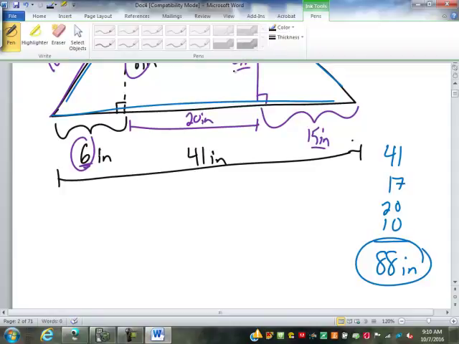Okay, I just passed out a packet for you. In that packet, page 156 through 157 talks about these areas and perimeters that we've been talking about.